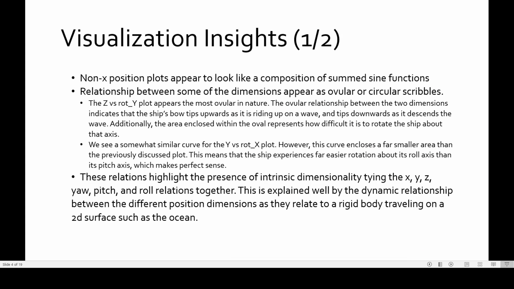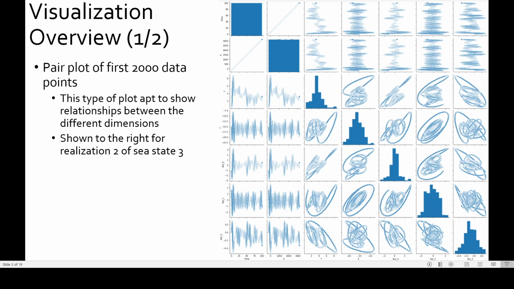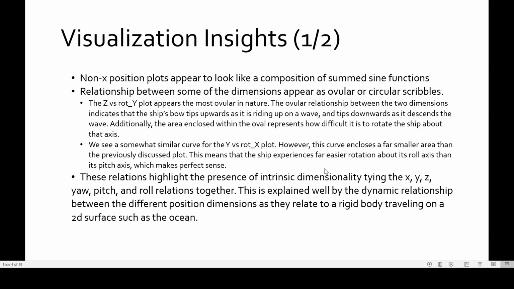This relationship between the two dimensions indicates that the ship's bow tips upwards as it is riding upon a wave, and downwards as it descends the wave. Additionally, the area enclosed within the oval represents how difficult it is to rotate the ship about that axis. We see a somewhat similar curve for the y versus rho x plot, as seen here. However, this curve encloses a far smaller area than the previously discussed plot, meaning that the ship experiences far easier rotation about its roll axis than its pitch axis, which makes perfect sense.